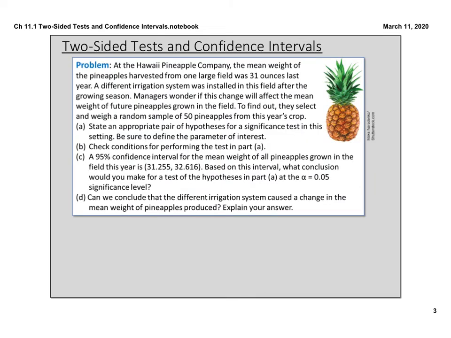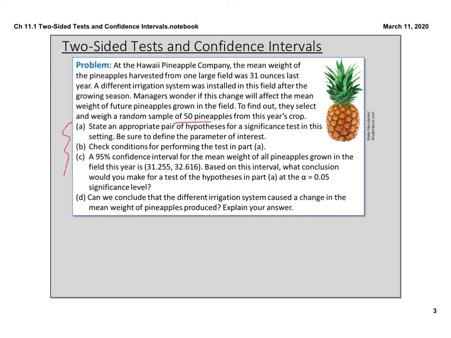At the Hawaii Pineapple Company, the mean weight of pineapples harvested from one large field was 31 ounces last year. A different irrigation system was installed in this field after the growing season. Managers wonder if this change will affect the mean weight of the future pineapples grown in the field. To find out, they select and weigh a random sample of 50 pineapples from this year's crop.